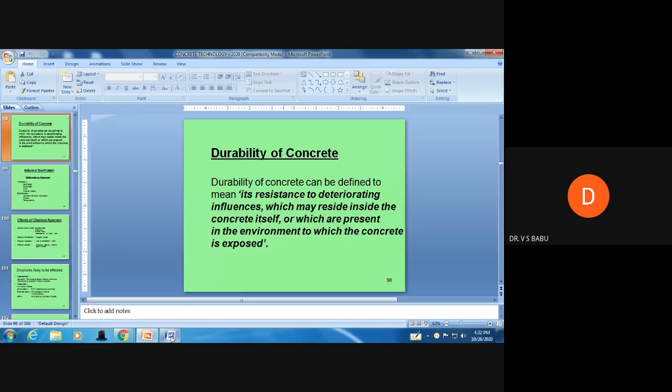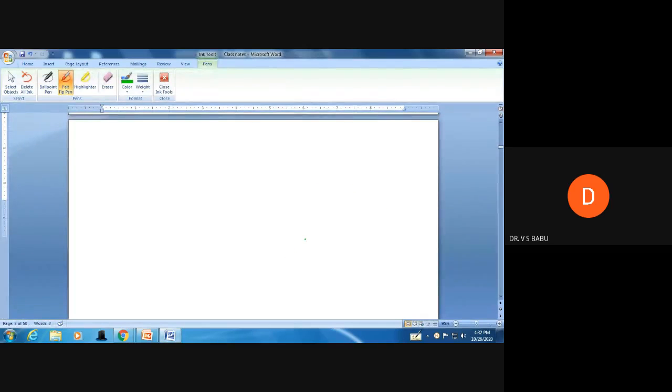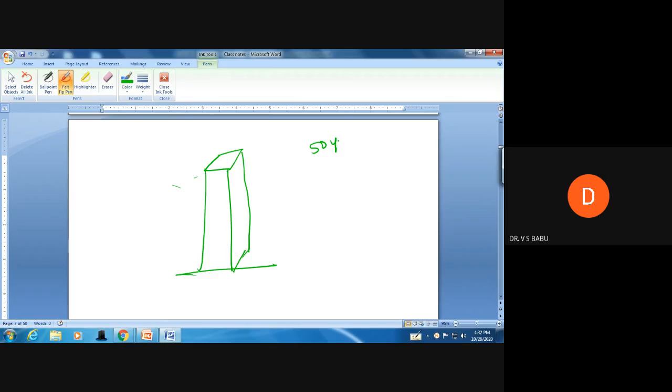Durability means what? Suppose you have placed a concrete column. For example, this is my building, and this is my concrete column. This column will be damaged after 20 years. I expected a 50-year life for this column, but it is damaged within 20 years.